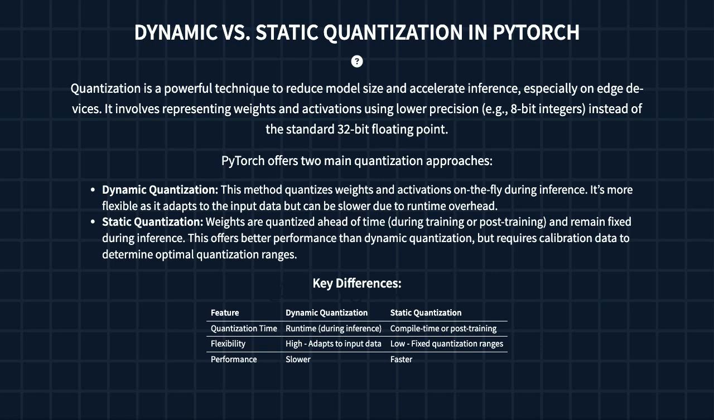On the other hand, static quantization is done ahead of time, either during training or after, and we predetermine the best way to represent those numbers. That makes it faster at inference, but you'll need some calibration data to help set things up correctly.